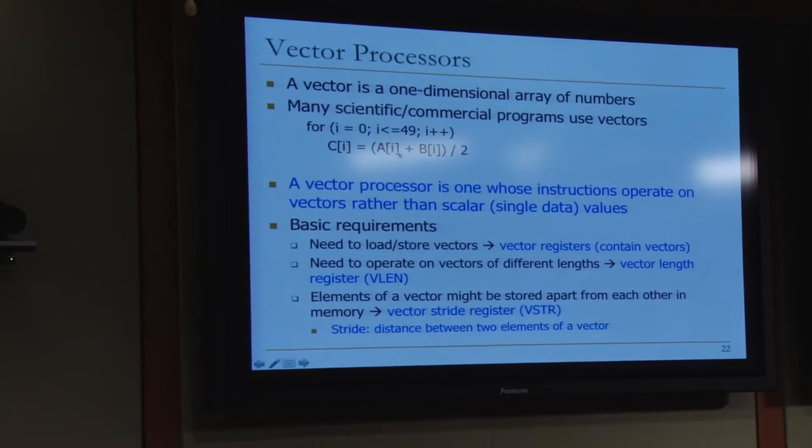There's no branch. Yes? What if you're saying you have a base address and then you keep adding to it, right? But what if you have data elements in different places?